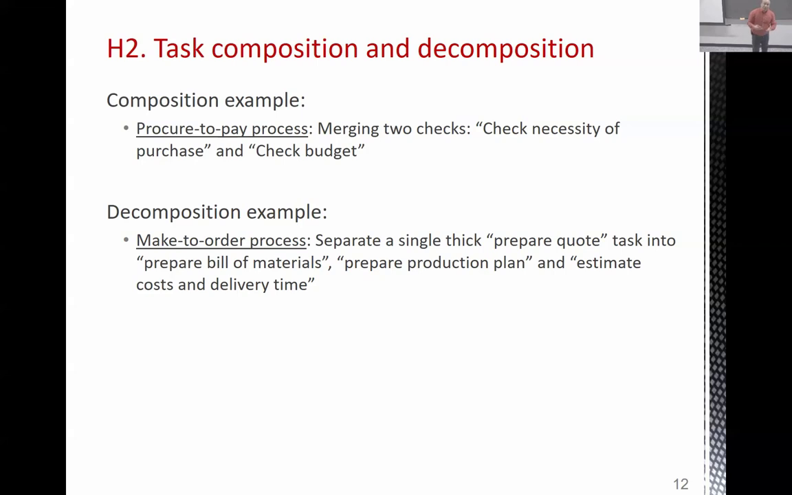Let me give you an example of where you will do the opposite. This is a real world example. I once was advising a company where they had a so-called make-to-order process. A make-to-order process is an order-to-cash process. You receive purchase orders and you serve them. But a make-to-order process has a special twist to it. You don't have the products in your inventory, and when somebody asks you, you just ship them. You actually have to produce the products.